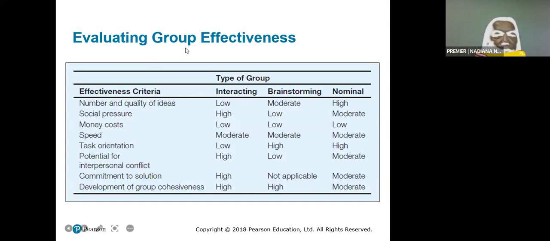This is evaluating group effectiveness among the several types of group. Effectiveness criteria: number and quality of ideas, social pressure, money cost, speed, task orientation, potential for interpersonal conflict, commitment to the solution, and development of group cohesiveness. The effectiveness is measured as low, high, or moderate for interacting groups; moderate, low, or high for brainstorming; and high, moderate, low for nominal.